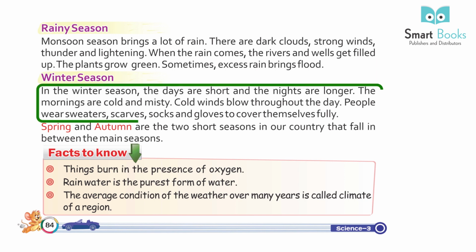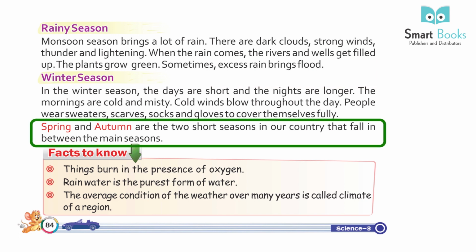Winter season. In the winter season, the days are short and the nights are longer. The mornings are cold and misty. Cold winds blow throughout the day. People wear sweaters, scarves, socks, and gloves to cover themselves fully. Spring and autumn are the two short seasons in our country that fall in between the main seasons.